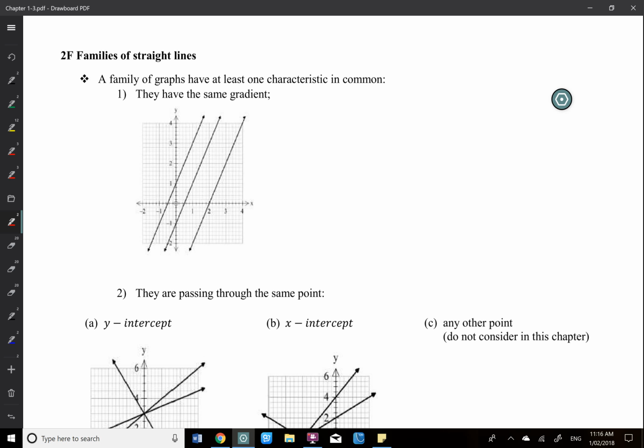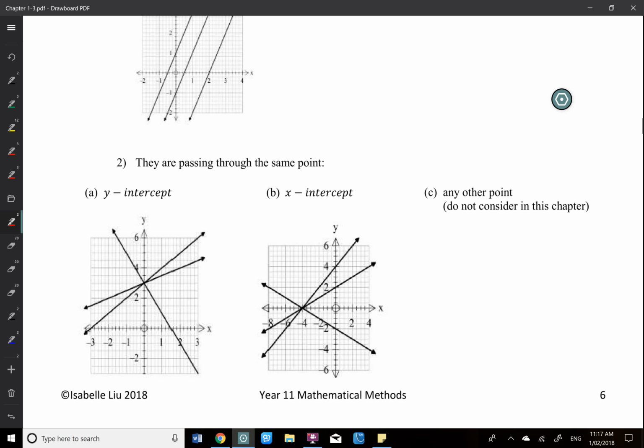The first one is they're all parallel to each other. They have the same gradient. So there are only two types. The first type is they are parallel to each other, that is, the gradients are the same. The second thing, number two, is they are passing through the same point.